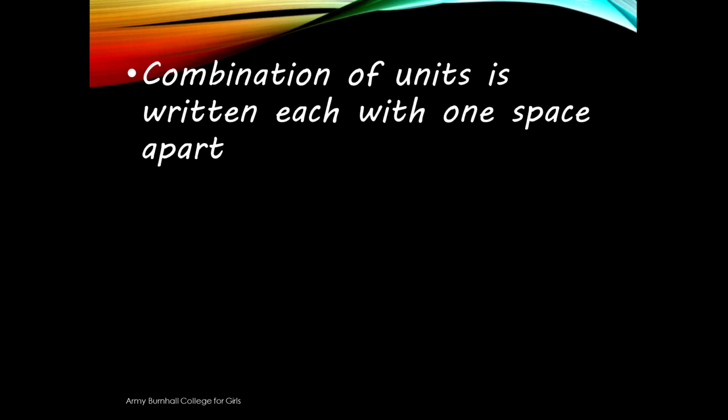But if we are writing a combination of units, each is written one space apart. For example, if we are writing the unit of torque, newton meter, newton is a derived unit, meter is a base unit, they should be written one space apart. Coulomb second, again there should be one space between these two units. Meter second, there should be one space between these two units.